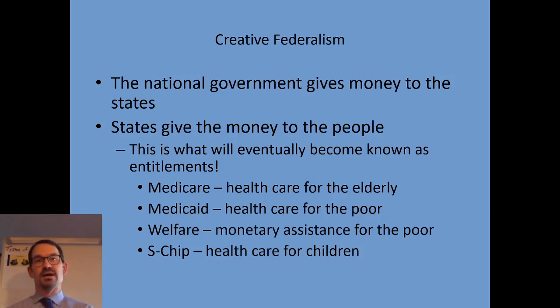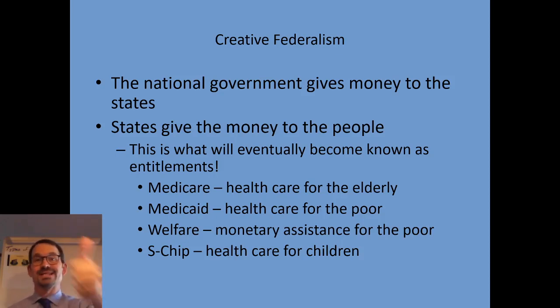And if the national government cuts them, it's bad news. You need to know those four. They are on the test, right? Medicare is healthcare for the elderly. Medicaid is healthcare for the poor. Welfare is monetary assistance for the poor. And SCHIP, its acronym is State Children's Health Insurance Program.